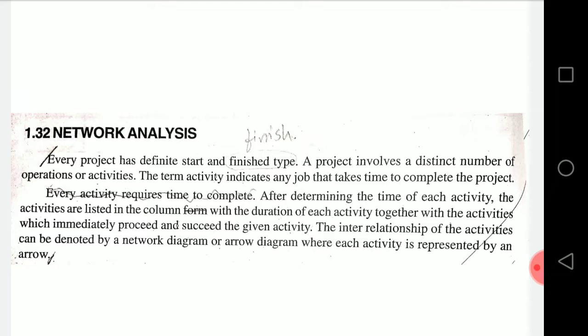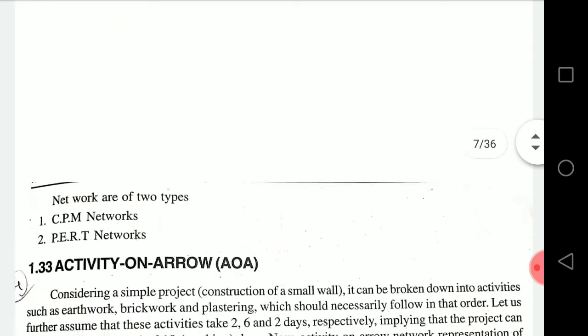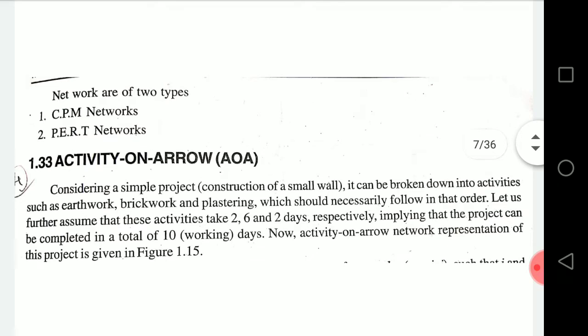But there are two types of networks, that are CPM networks and PERT networks. As you can see here, CPM is nothing but critical path method networks, and PERT means program evaluation review technique networks. So these are the main two types of networks. Let us see one by one.